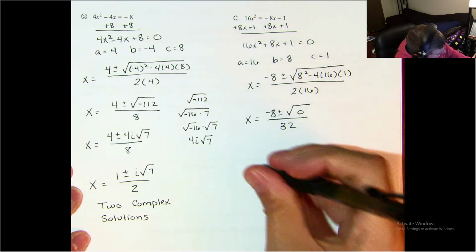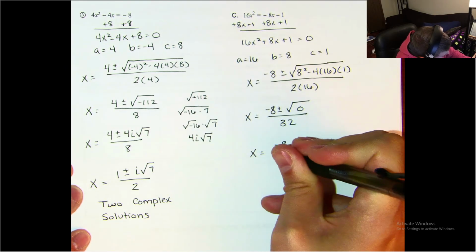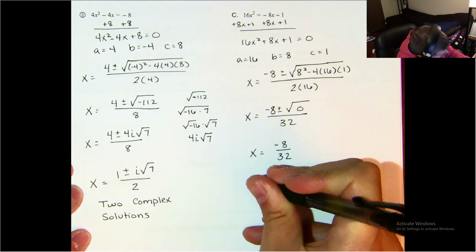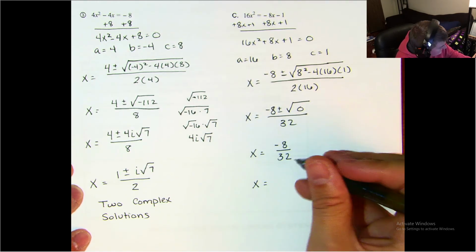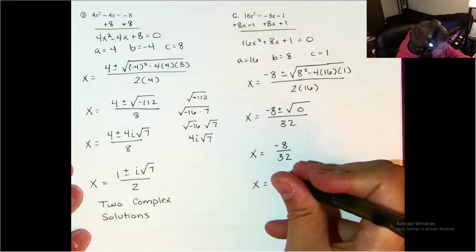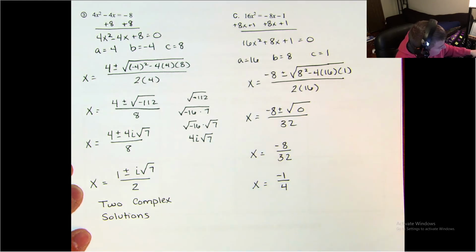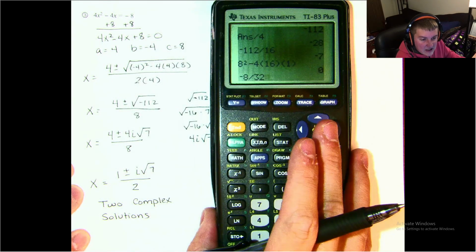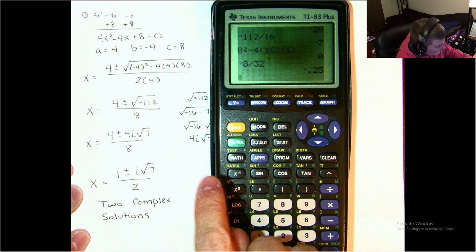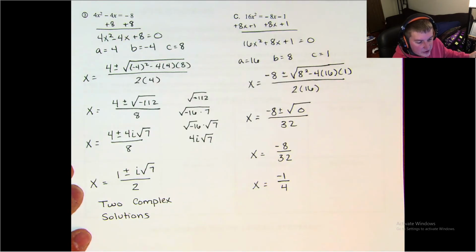Okay, so then I'm going to get X is equal to negative 8 over 32. Okay, 8 divides into each of these, right? Negative 8 divided by 8 is negative 1. 32 divided by 8 is 4, so negative 1/4. Again, I've shown you how to do this before, but if you take negative 8 divided by 32 and then hit math, fraction, it will simplify your fraction for you also.